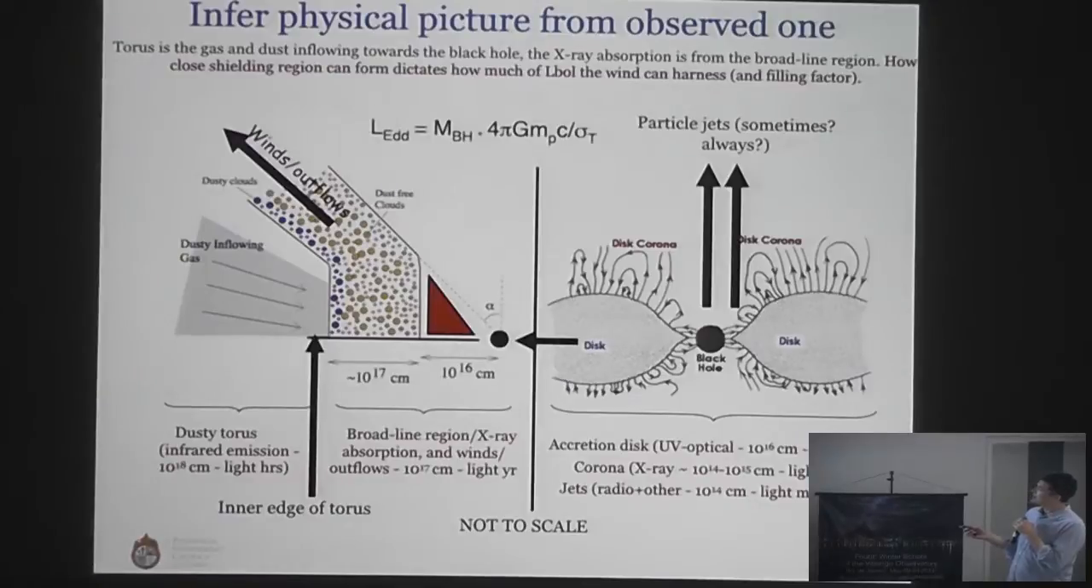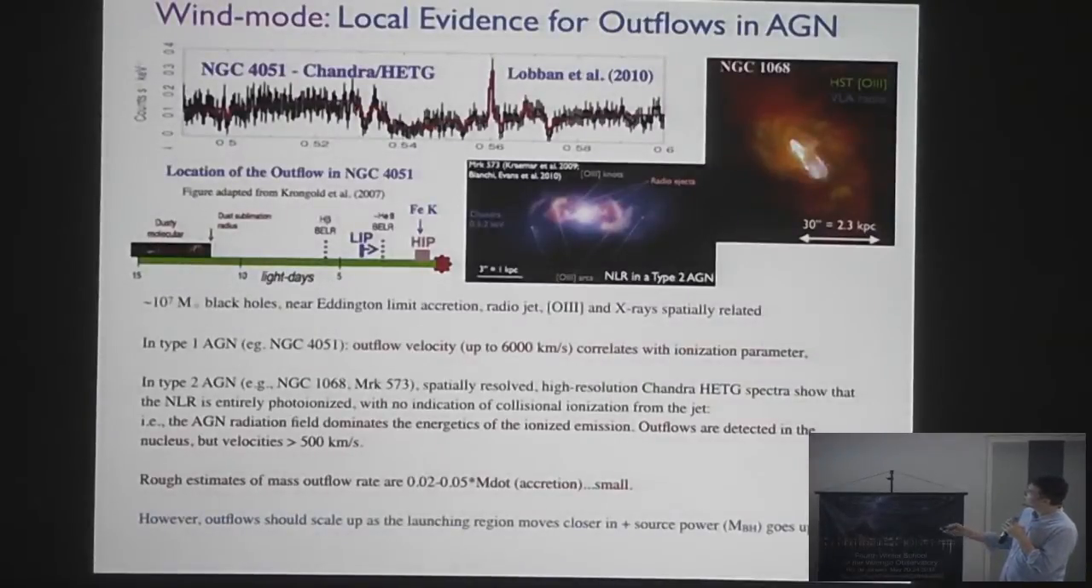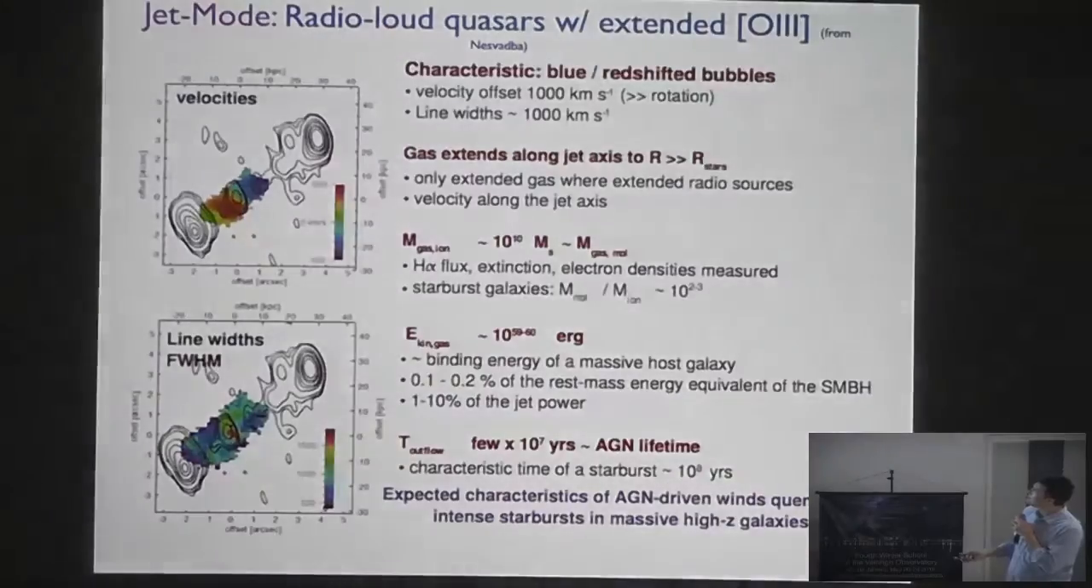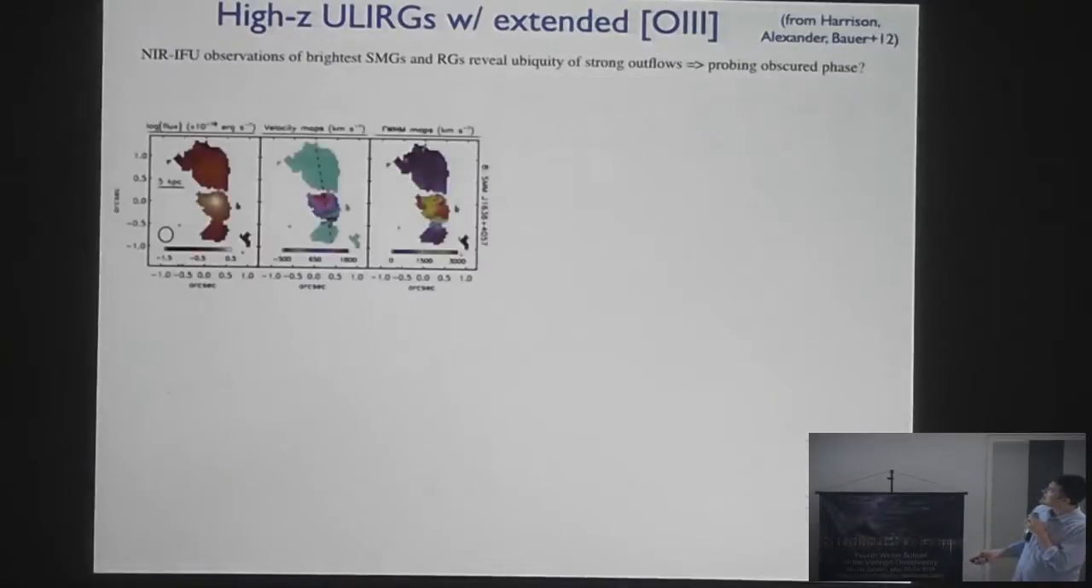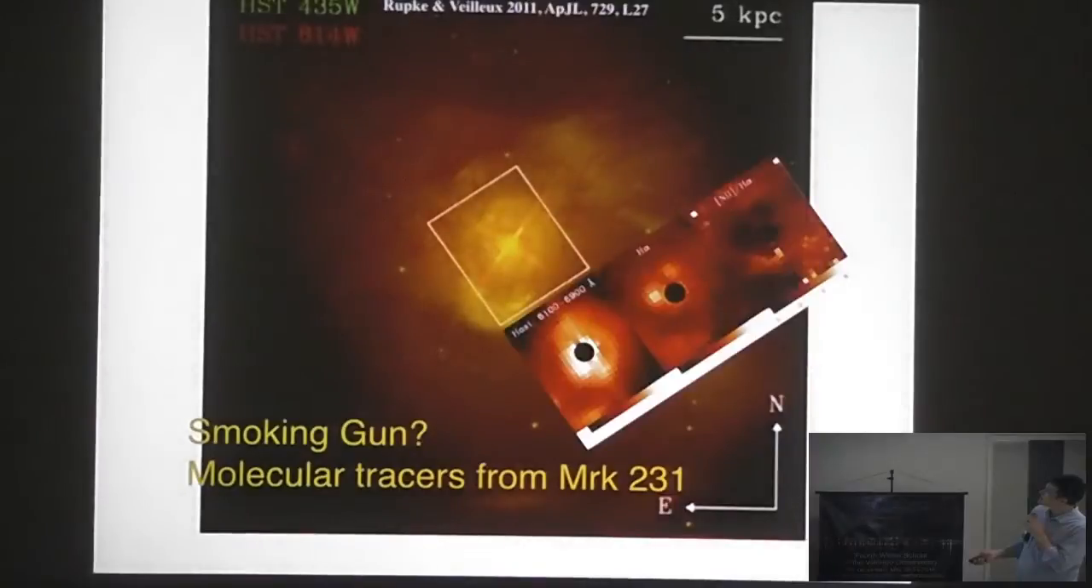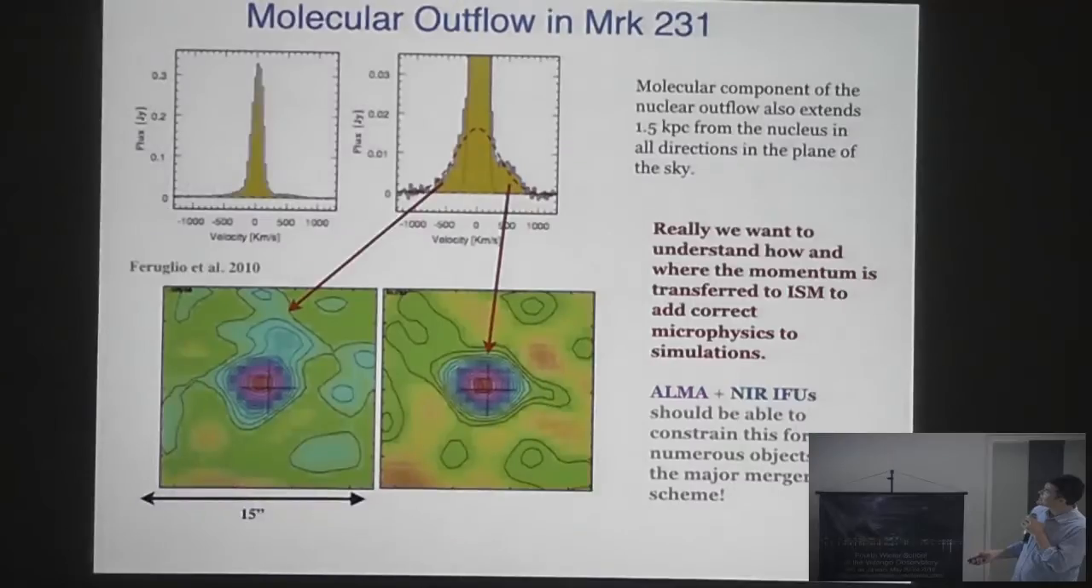Okay. Let's see. So some more evidence. This is essentially just looking at, again, winds that have been driven off very close to the AGN, probably off the disk of the AGN, and so this is in terms of light days. Seeing velocities up to 6,000 kilometers per second or so. Let's see, I'm going to skip through all that. Just more evidence of different winds out to high redshift.